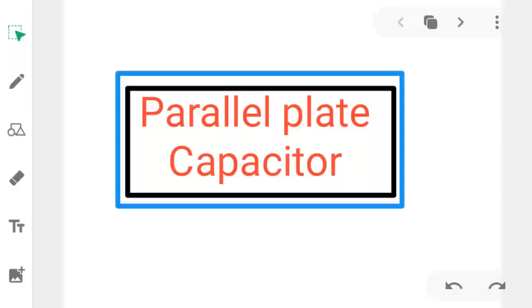Hello students. Today we'll see the parallel plate capacitor and the effect of a dielectric medium on the capacitor.